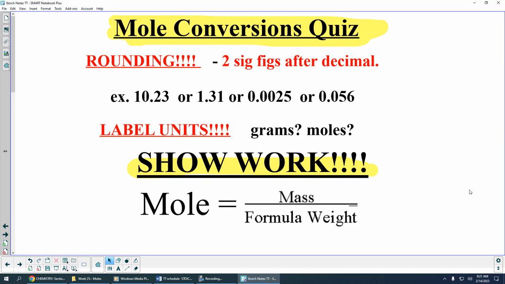Today we got a quiz, and it's all just about mole conversion. So you need a couple things. You need a periodic table in front of you. Periodic table. Calculator.